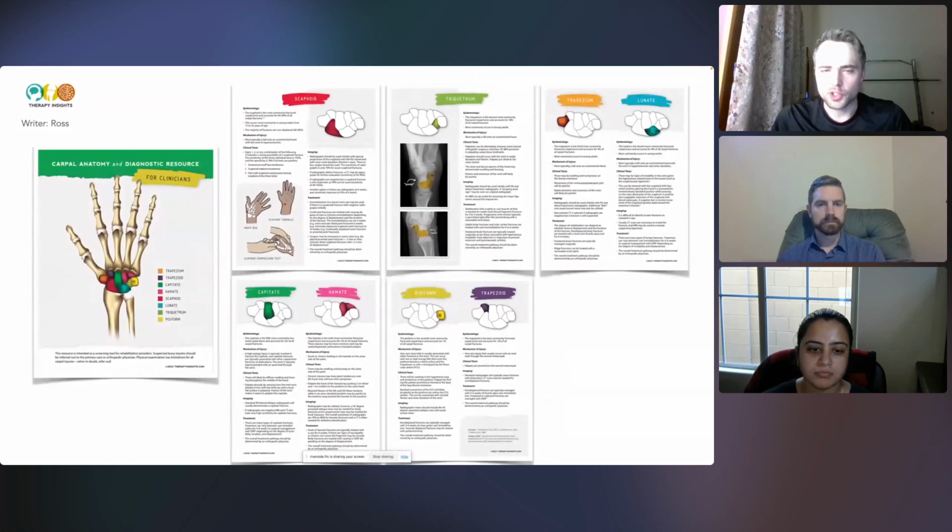I can't remember for sure, but I believe MRI might have been the best confirmation test for that one. Again, I can't see it very well, but it goes into that a little bit. And then it discusses different treatments, which can range from short-term splinting to ORIF, depending on how severe the fracture is. Trapezium fractures are our third.